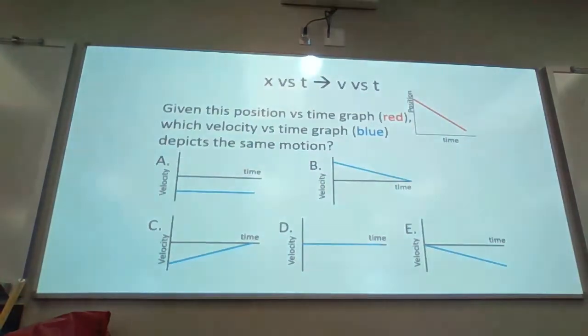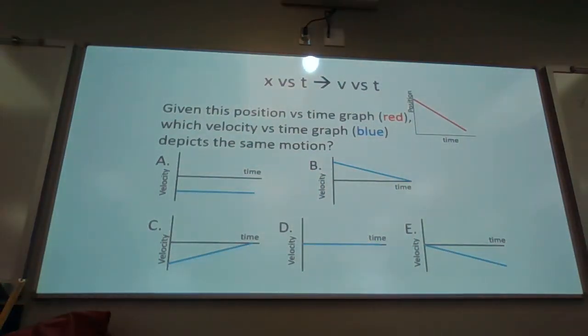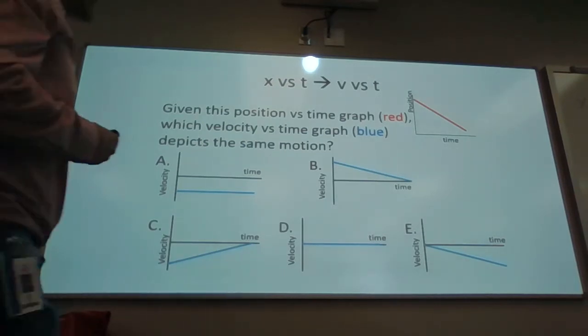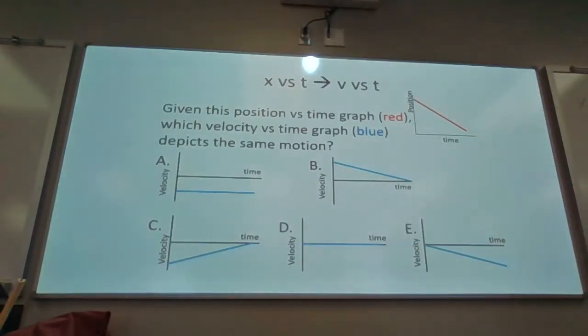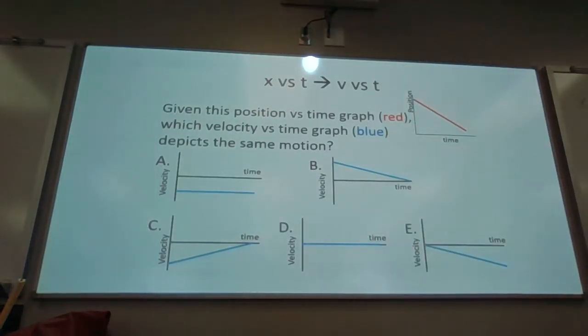What do you say? A. A. Okay. Tell me, is this a positive or negative slope? Negative. So where are we on velocity? Below the x-axis. Does that make sense? Somewhere in negative land.